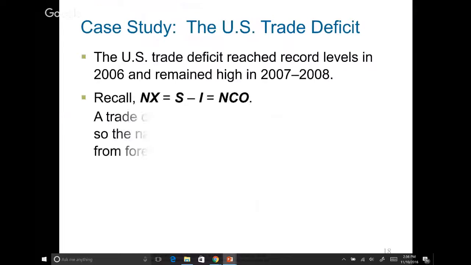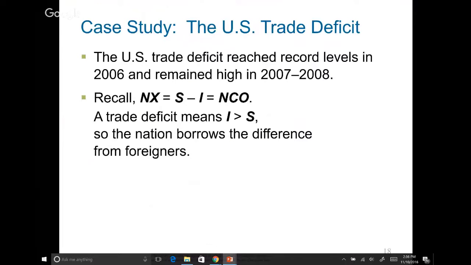Okay, this is important. Net export equals your net capital outflow. It also equals your saving minus investment. So by doing saving minus investment, you will know how much your net export is.